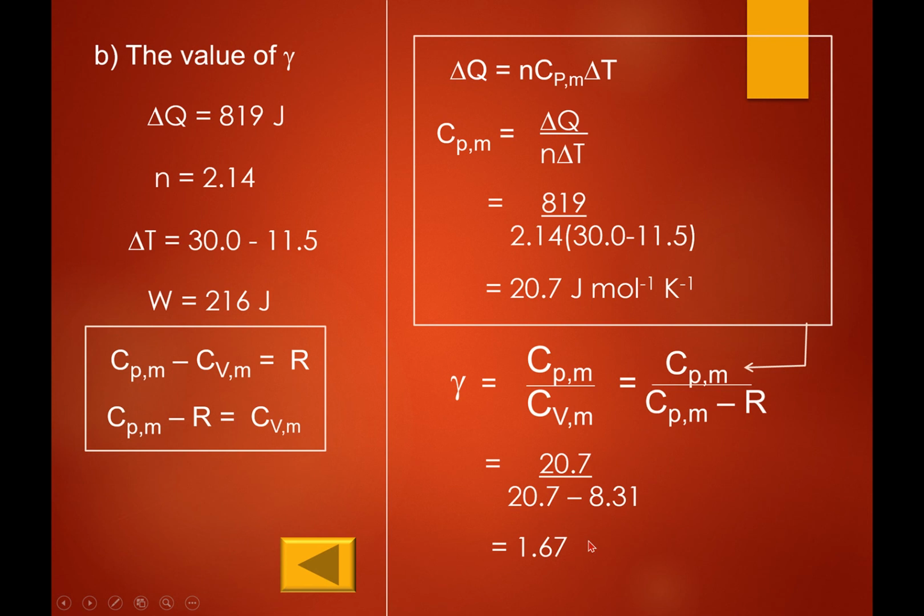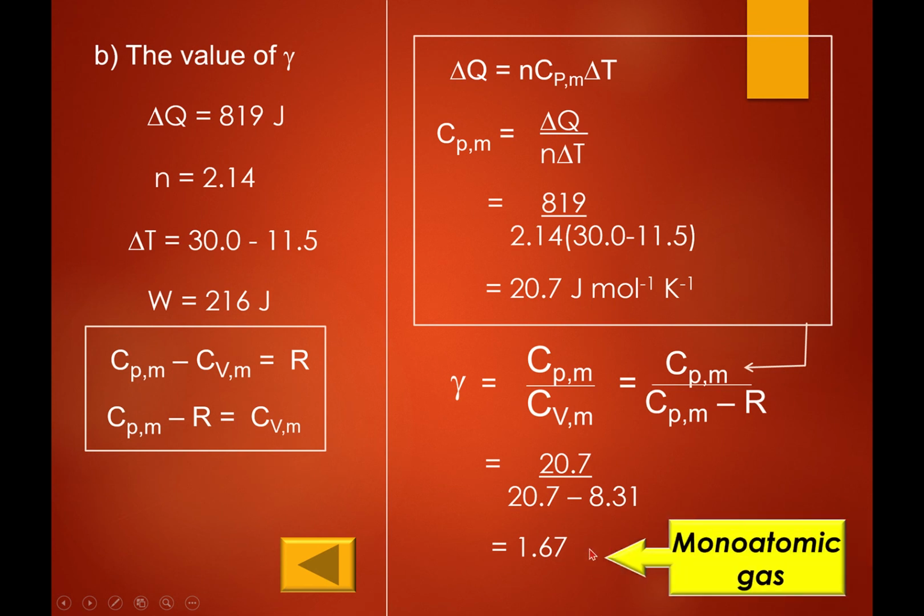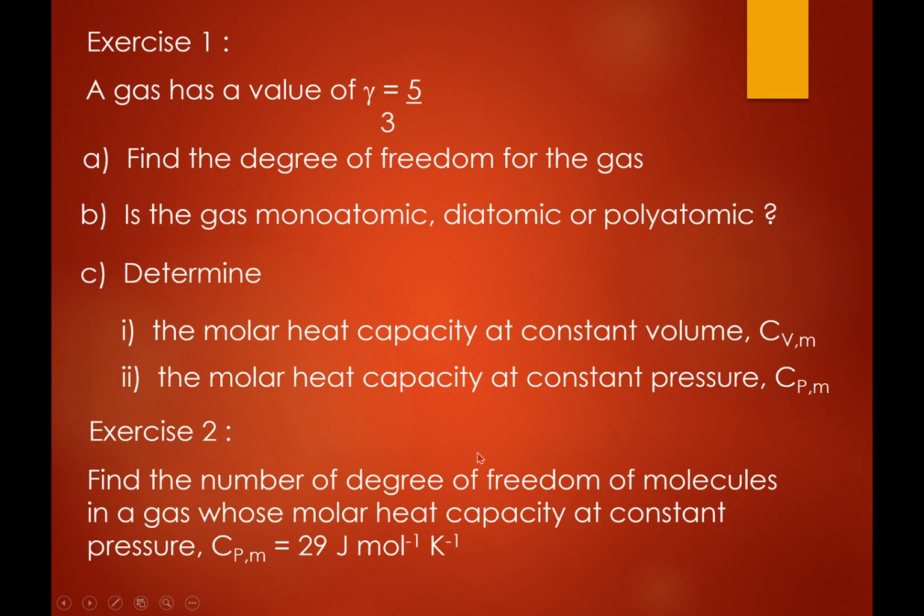So what does 1.67 mean? It means that the gas involved here is a monoatomic gas. Refer to the table that we have in the previous slide: 1.67 is the monoatomic gas. Okay, so this is an exercise for you all to do. So do this exercise, and we will discuss it in the next lesson.